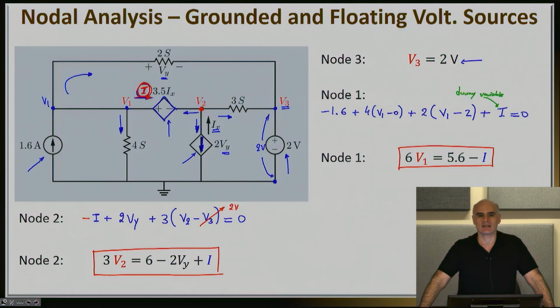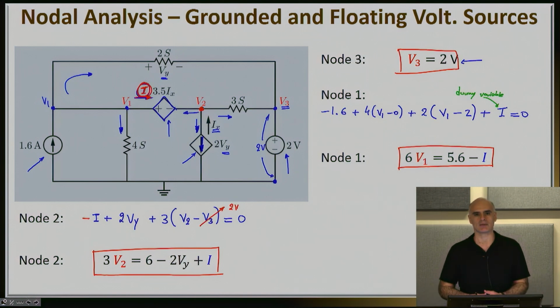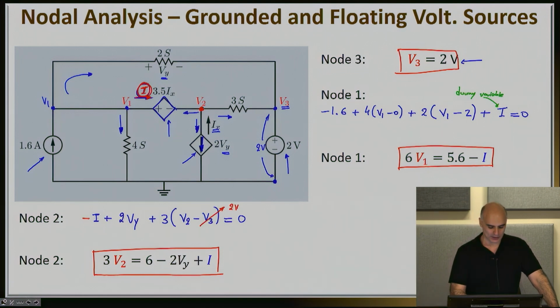So to summarize, doing nodal analysis for this case gave me 3 equations. V3 is equal to 2 volts. 6V1 is equal to 5.6 minus I. And 3V2 is equal to 6 minus 2Vy plus I. And so now the question becomes, what do I do? The first thing that we should worry about is what to do with the dummy variable. This dummy variable that I introduced out of necessity in both cases, nodes 1 and 2, because there was nothing else I could do for calculating the current through the floating voltage source.